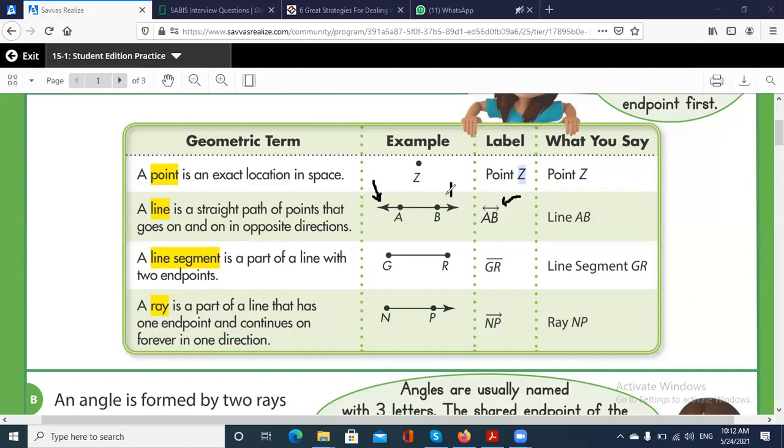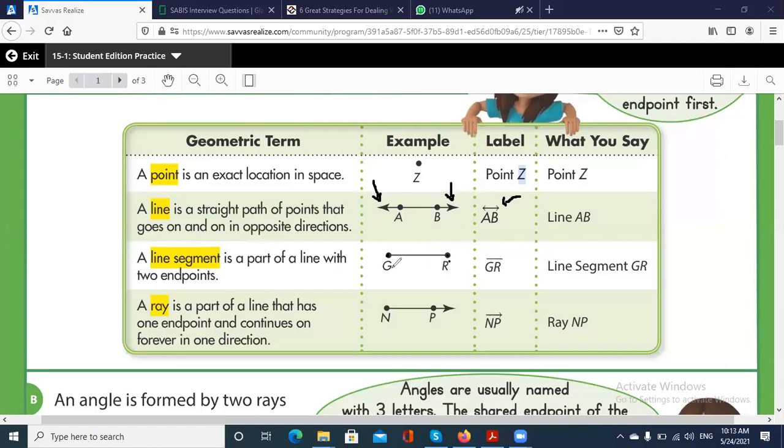The arrow means this line keeps going on and on forever from both sides. Now, the line segment has an end. It ends here and it ends here. As you can see, it doesn't have any arrows. The difference between the line and the line segment is that the line has arrows, as you can see here, but the line segment doesn't have arrows. It has two endpoints. That means this line ends here and this line ends here, not like here, where it goes forever.